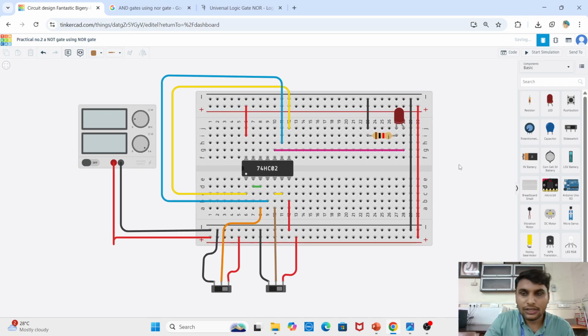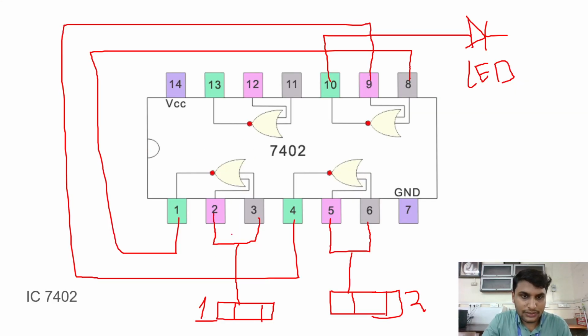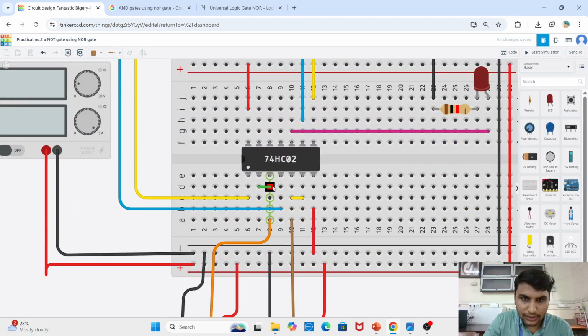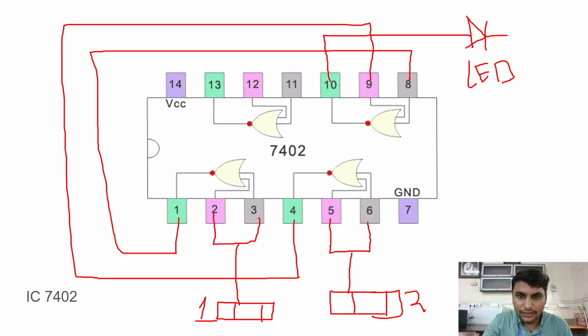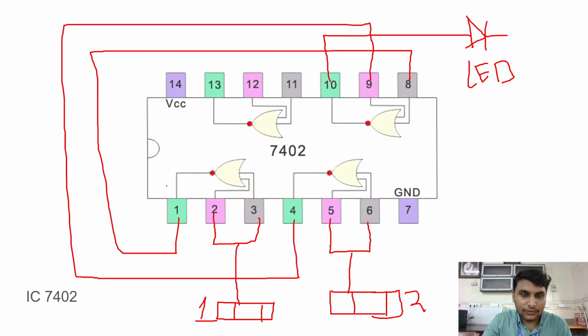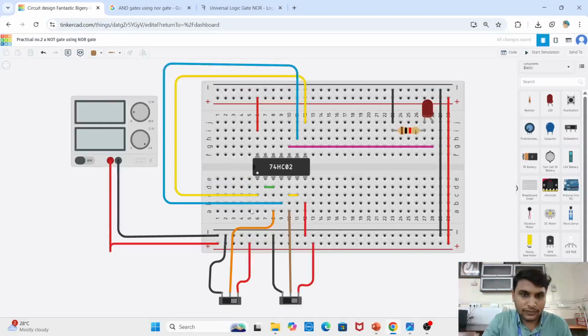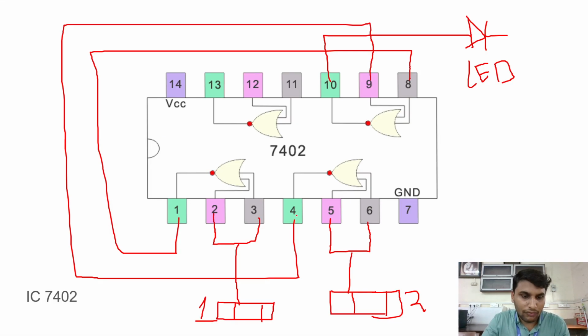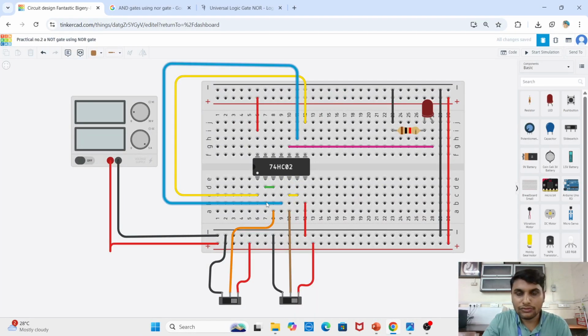Remember, you have to choose the color code. Let's start the simulation. I have already connected everything. First, I have connected the first gate as a NOT gate, so pin number 2 and 3 I have interconnected. Similarly for pin number 5 and 6. Then the output of the first gate goes to the first input of the third gate. And from the second gate, the output from pin number 4 goes to the second input of the third gate.